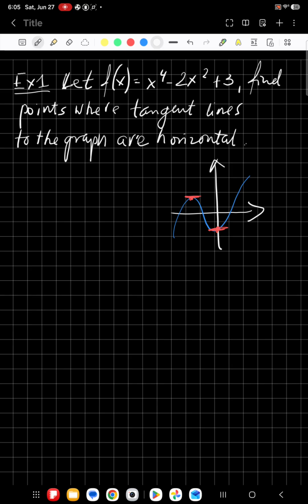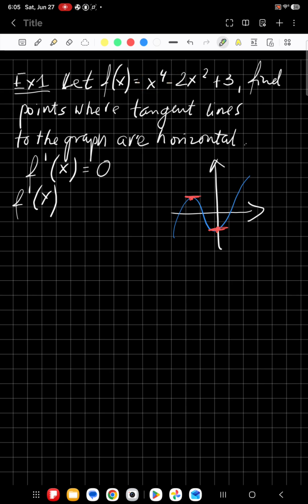Okay, so now we have this equation, and we need to find its derivative, and then make it equal to 0. So f prime of x equals 0. So let's find the derivative first. All right, so we're here.